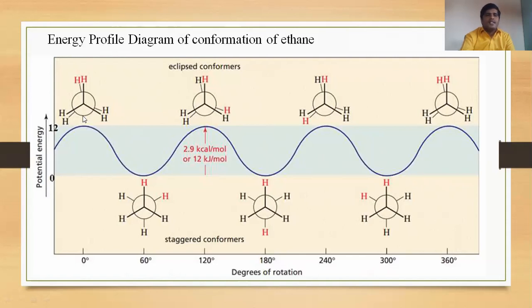Then after that, they will release energy, and when the hydrogens are shifted to a 60 degree bond angle, that is called gauche conformation. Again, they will gain energy, and when the hydrogens shift to this location with the energy of 29 kilocalorie per mole or 12 kilojoule per mole, that will become eclipse conformation. Then the hydrogens shift again to this location and release the energy, and that is called staggered conformation.